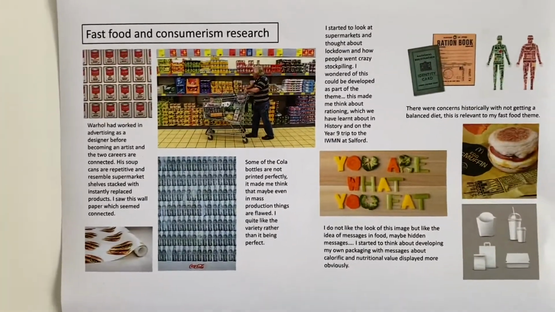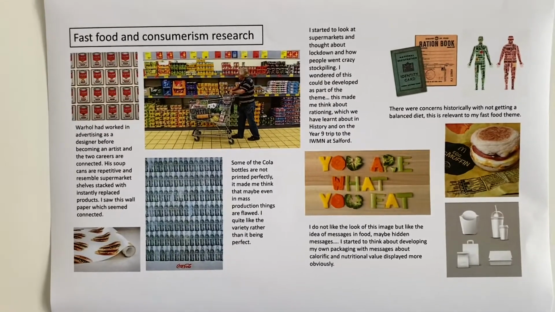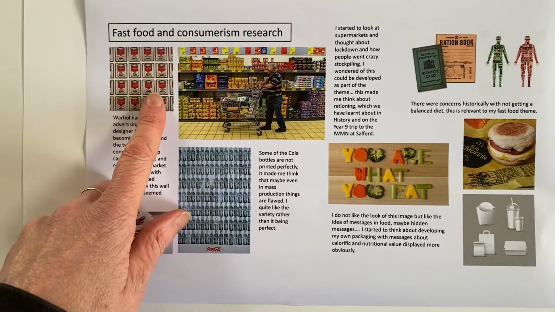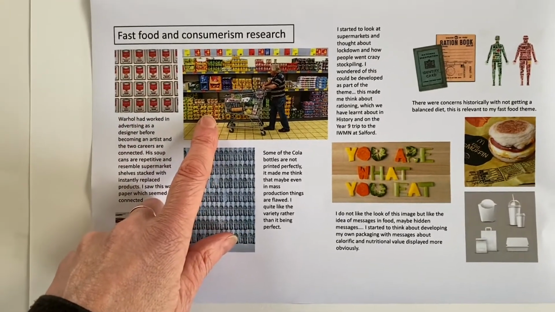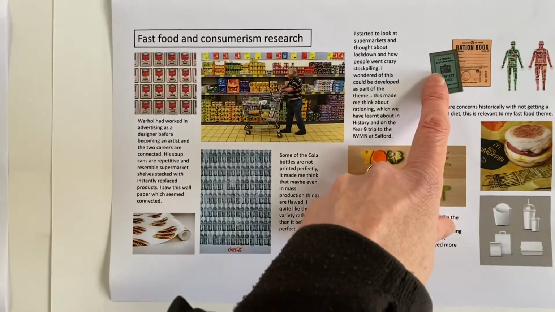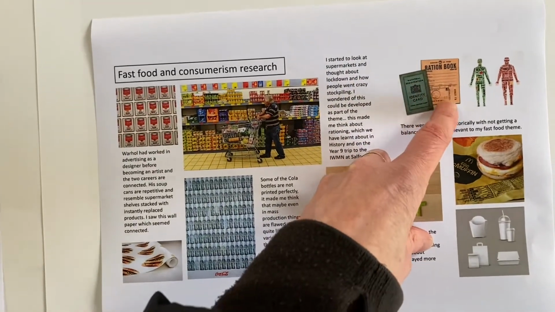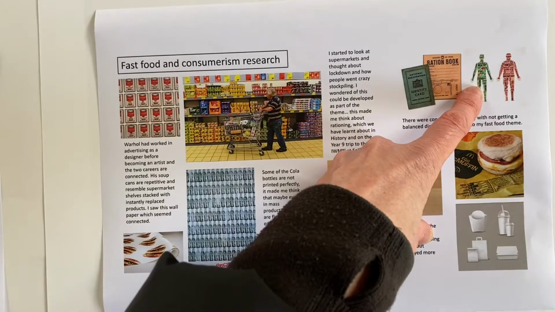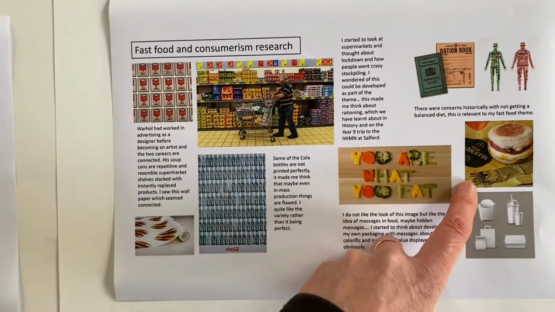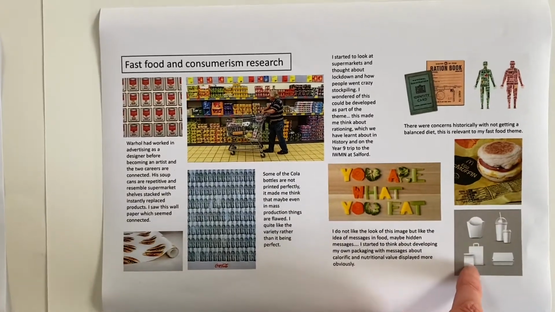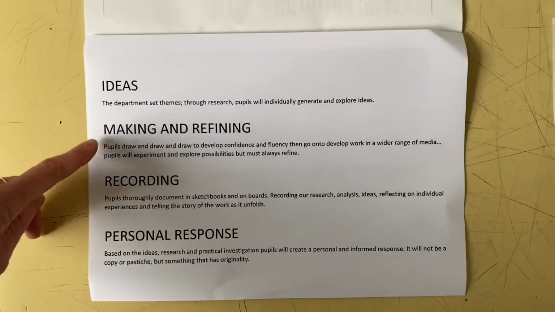In this example, a pupil has produced a PowerPoint which makes links between the artist Andy Warhol and the arrangement of supermarket shelves. He thinks about lockdown and the limitations on some food and makes connections, having been to the Imperial War Museum North, about healthy eating and rationing. He considers nutritional information within food packaging and looks at packaging itself to explore within ideas.